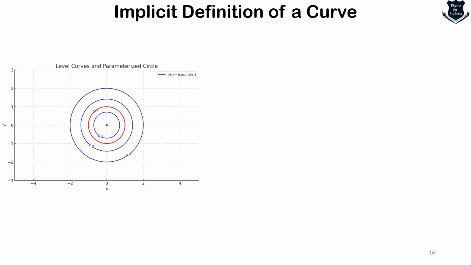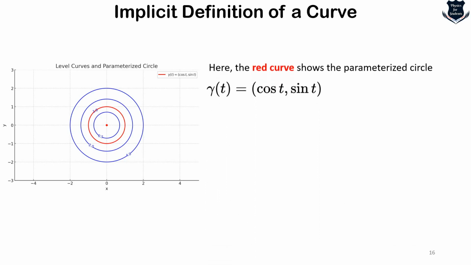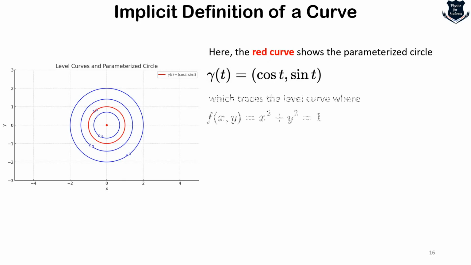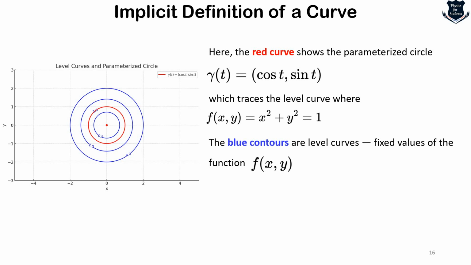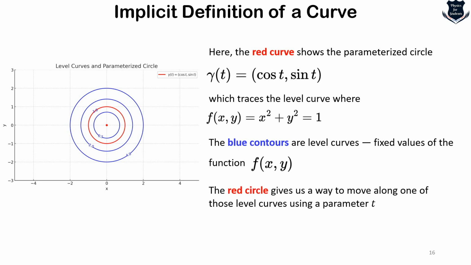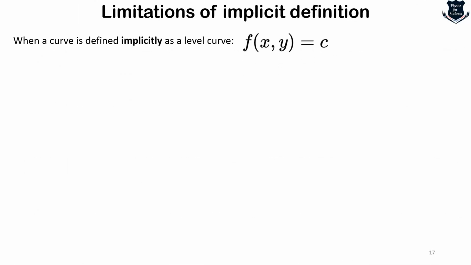Now, if I take a level curve with a parameterized curve, which I will come to later, here you can see the red curve shows the parameterized circle. This parameterized circle traces the level curve where it equals 1. The blue contour lines, the circles, have fixed values, and the red circle gives us a way to move along one of those level curves using a parameter t. But let us not get confused between a level curve and a parameterized curve; this is just to give an idea. Whenever we define a level curve, we understand it equals c. That means it is basically a constant.